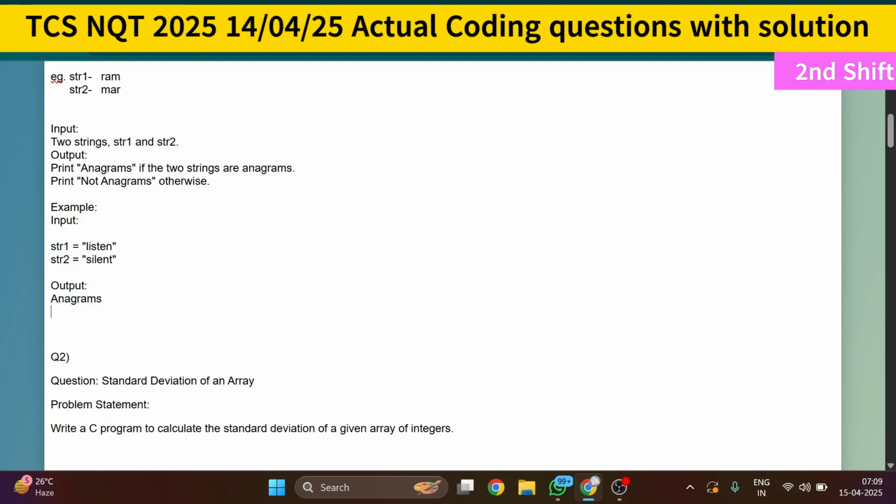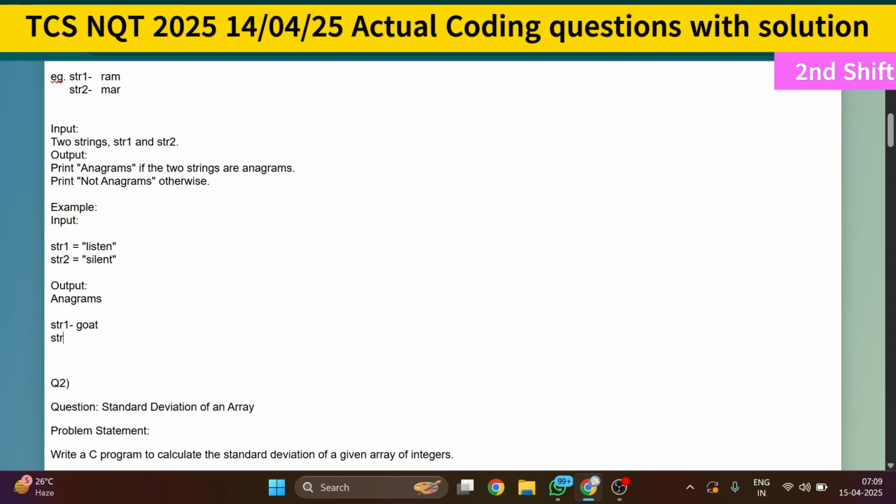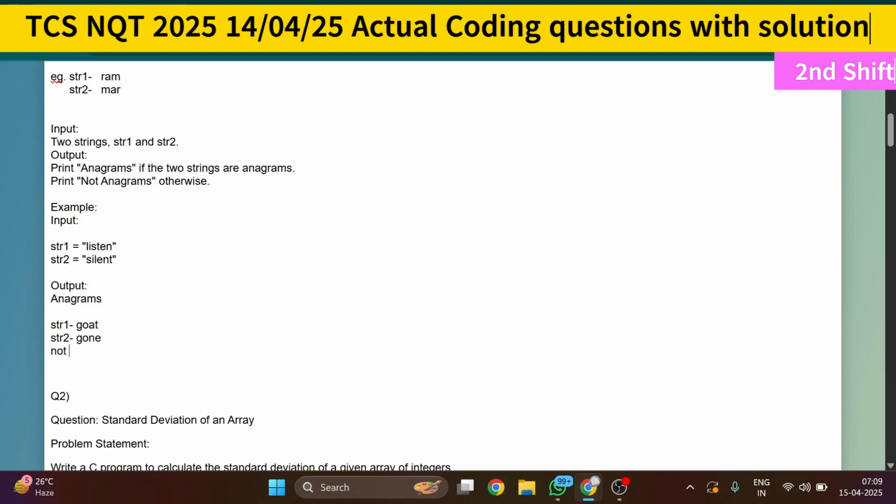Similarly, talking about the false case when it can't be an anagram: suppose str1 is goat and str2 is gone. You can see here G appears one time and O appears one time, but A is not appearing in both. The count of A is not the same, so that's why they will not be anagrams. So here it should print that it is not an anagram. So this was the easy and famous question.